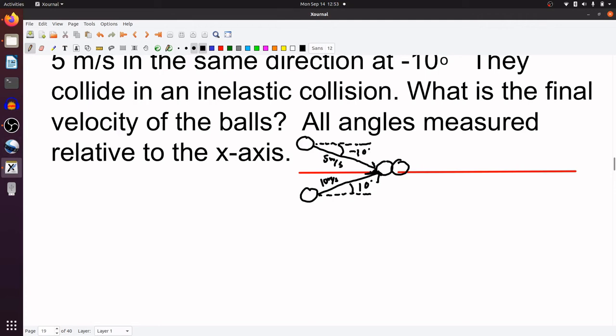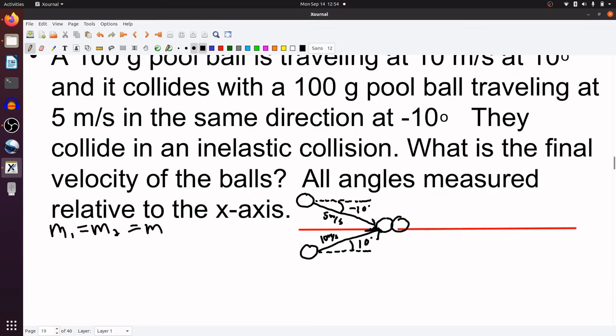But I will start with what's going on with respect to X. So I need to find all of my momentums. One other thing that I'm going to do, I'm going to erase this real fast here and say that M1 is equal to M2, which is equal to M.